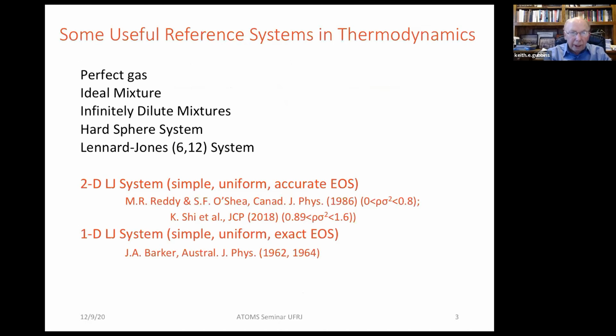So we think of these 1D and 2D systems, the strictly 1D and strictly 2D, which is shown here in red. We think of them as reference systems for certain problems in thermodynamics and statistical mechanics. And so these are reference systems that we're all familiar with.